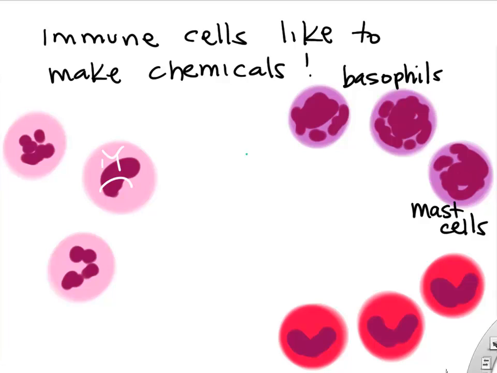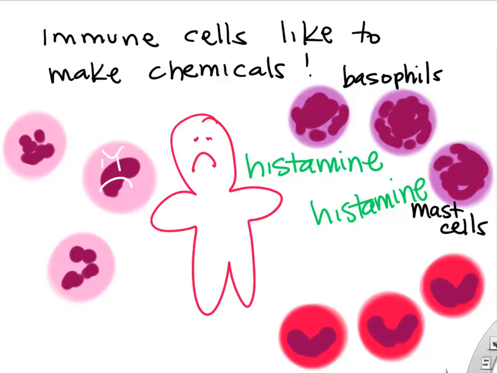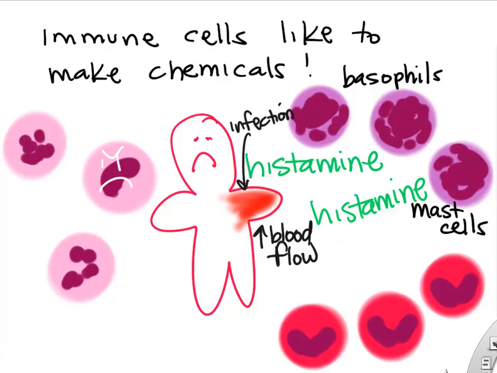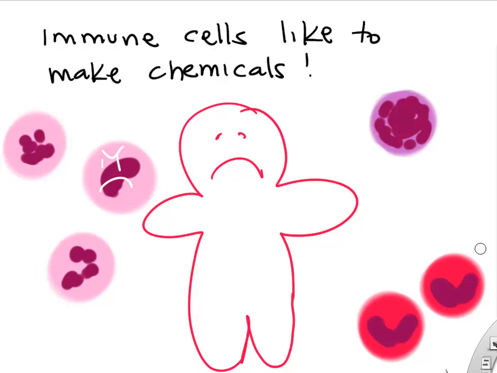We also have basophils and related mast cells, which make lots and lots of chemicals called histamine. And histamine causes a lot of things you've probably noticed before. Histamine increases blood flow to a site of infection, and so that might cause redness. It also causes itching and swelling. So it makes those little capillaries leaky so that things like leukocytes and complement proteins can leak out of your blood vessels. And if you don't like that swelling, you might take an antihistamine.